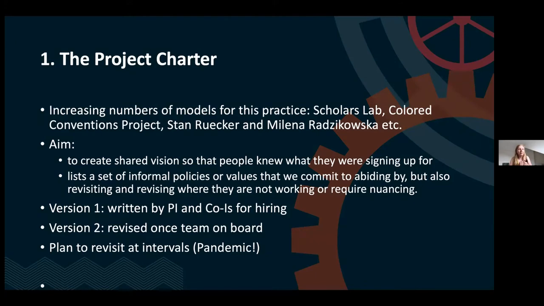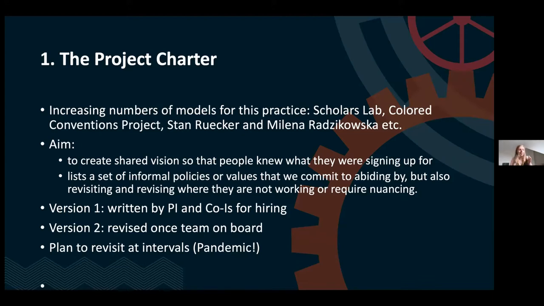And it lists a set of informal policies or values that we commit to abiding by as a team, but also that we commit to revisiting and revising where they're not working or require nuancing. So we produced our first version at the outset of the project, and it was written by myself and the other co-investigators, for the purposes of hiring, so that we could give the people who are shortlisted for the job a copy of this and say, this is what we're thinking of. You should know what you're signing up for.